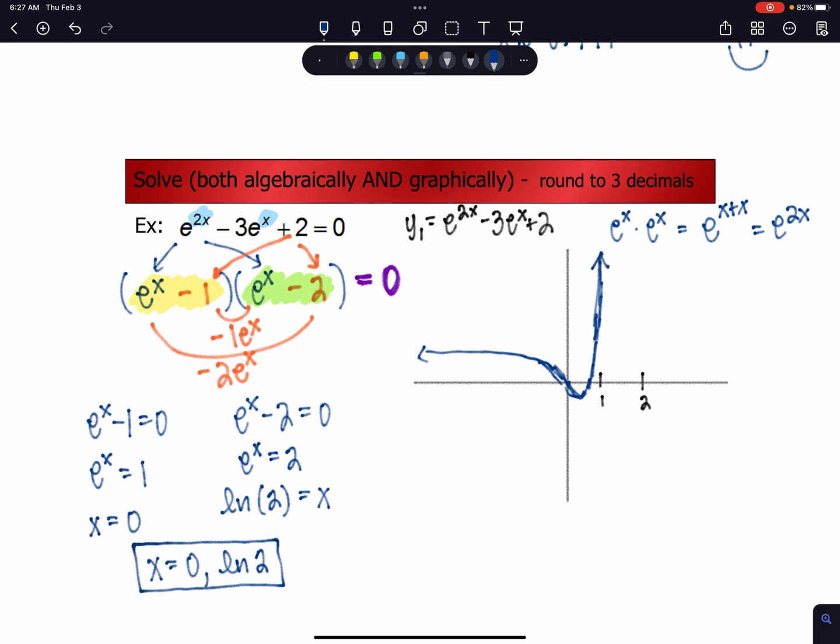And then if we're going to solve, we're going to need to find the roots. So when we find those roots and we ask the calculator to solve, it comes back with approximately, actually equals 0, but approximately 0.693. And if you were to put this into your calculator as the natural log of 2, you would get 0.693.